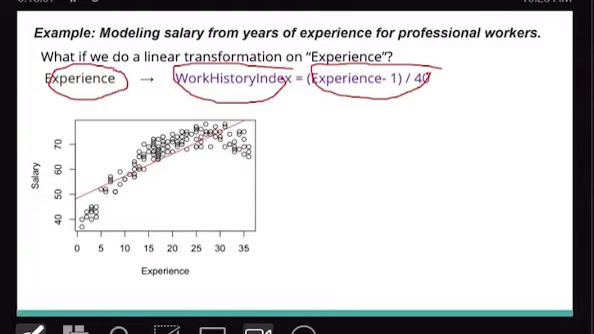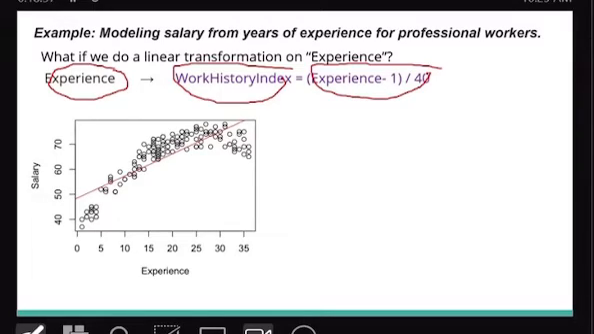Can somebody tell me for extra credit, whether in person or online, why do I divide by 40? I'm talking about computing the work history index, which is experience minus 1 divided by 40. Where is the 40 coming from? 40 is the number of hours they work per week. Does that make sense? That's what it means, 40 hours per week.